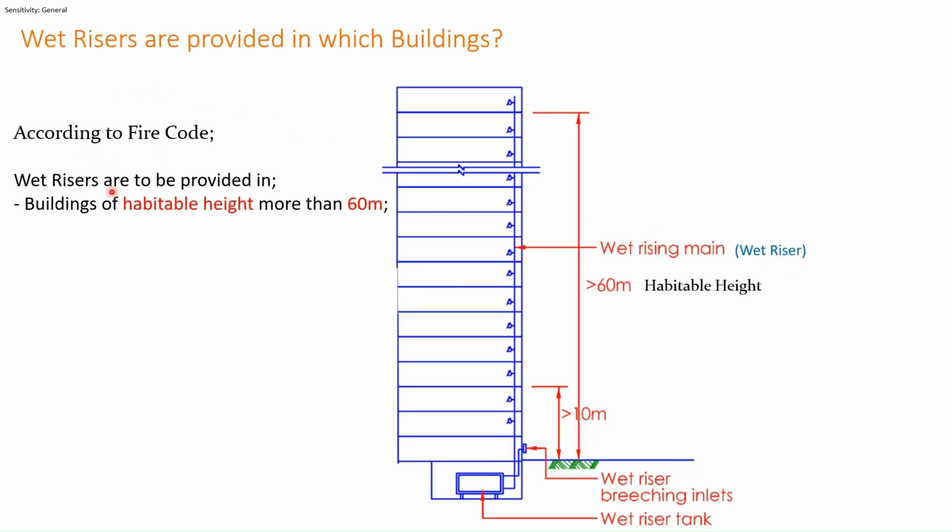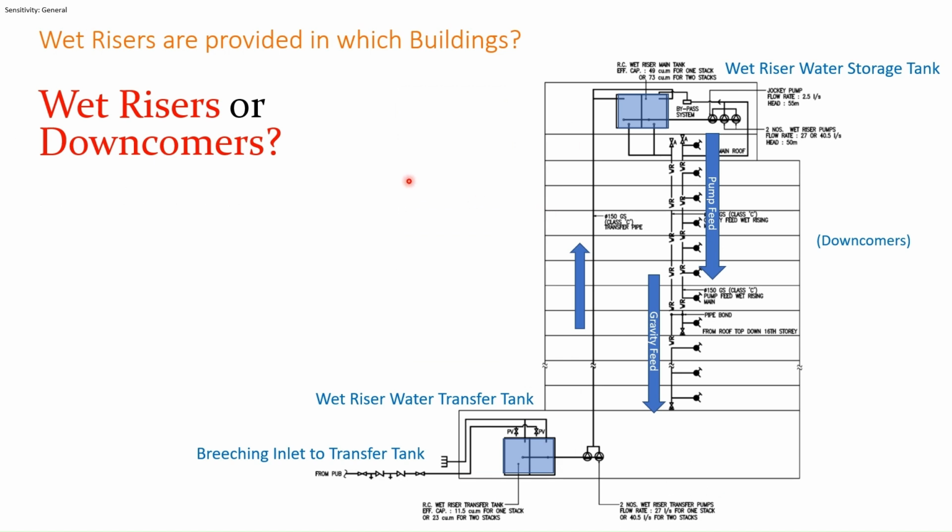According to the fire code, water risers are to be provided in buildings with habitable height more than 60 meters. If the building habitable height is less than 60 meters, we can provide a dry riser. If it is more than 60 meters, then we have to go for a water riser system. Sometimes we call them downcomers, especially for HDB buildings in Singapore, where the water riser tank is located on the roof. So water supply is from the higher floor to lower floors. In that case, we call the water riser the downcomer.